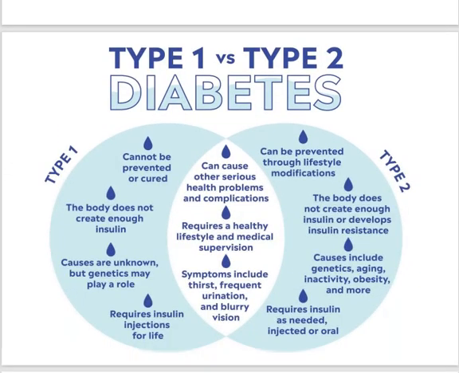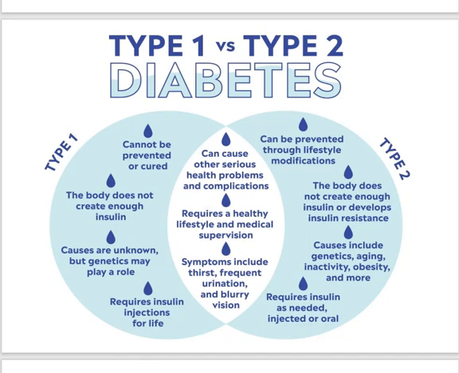Now let's try to compare and contrast type 1 and type 2 diabetes. For type 1 diabetes, because it is an autoimmune disease, it cannot be prevented, but it can be managed. Because for type 1 diabetes, we assume there's little or no insulin produced, so you can undergo a subcutaneous injection of insulin to manage diabetes.